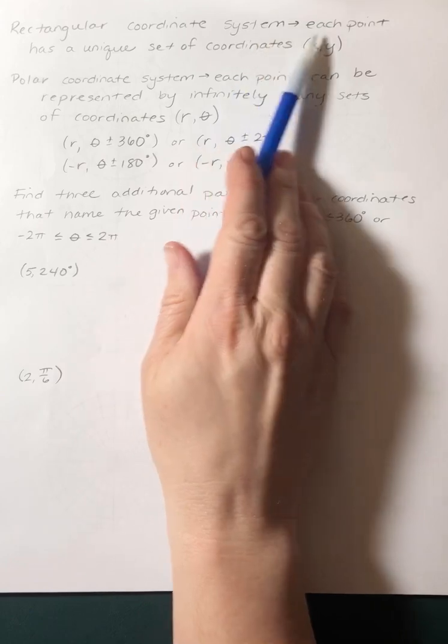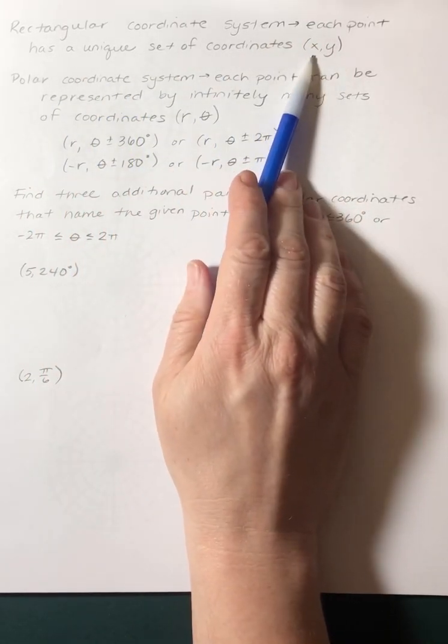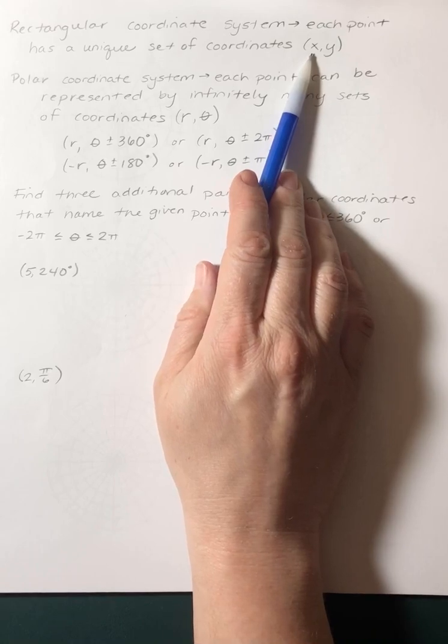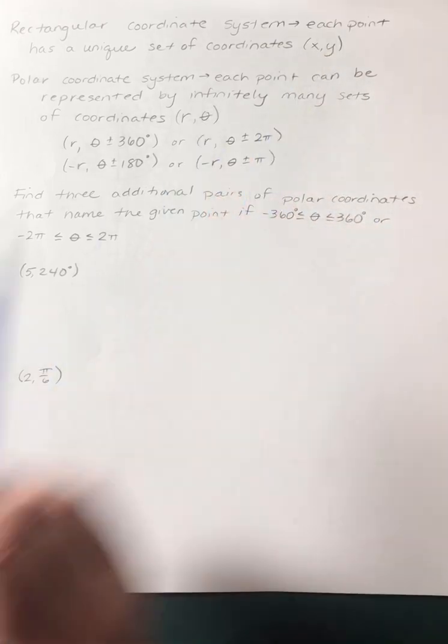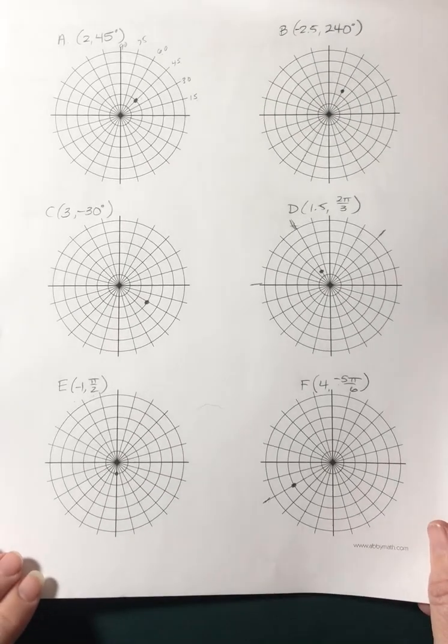Rectangular coordinate system. Each point has a unique set of coordinates, x, y. If I tell you to draw a point at (2, 3), you go to (2, 3) and draw a point, there you go, okay? I'm going to take you back for a second to one of the points that we just plotted in the last video.